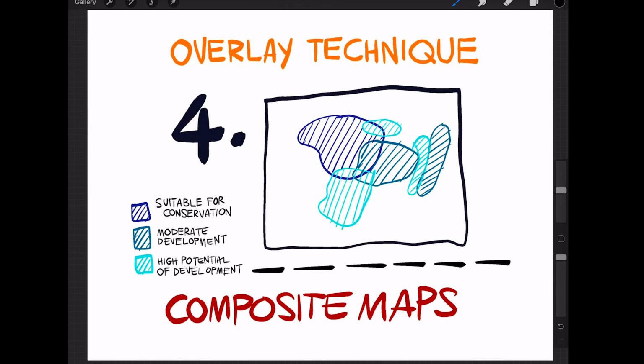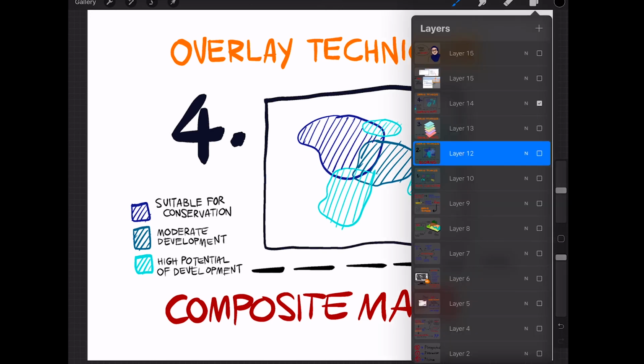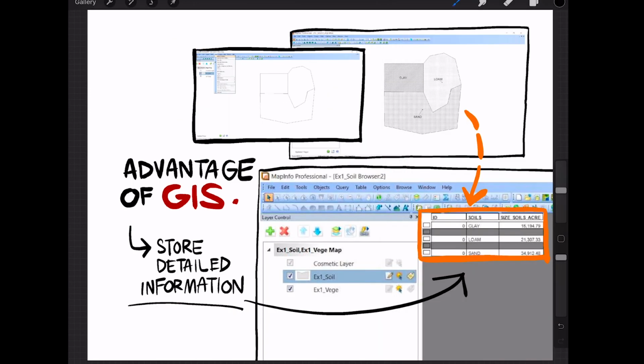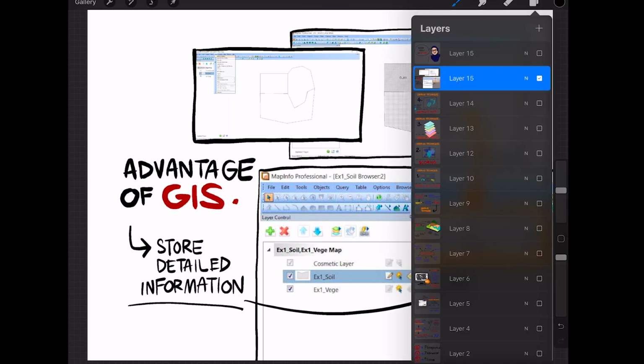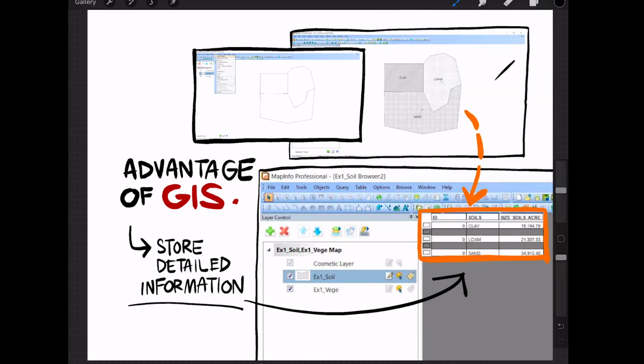GIS is a wonderful tool. It can help you to do the overlay technique. Today I'm showing you in a manual kind of way, because how GIS will help you in the software itself will be like this. For example, this is the MapInfo interface. This is how 3 different soil types have been mapped in the software MapInfo: clay, loam, and sands.